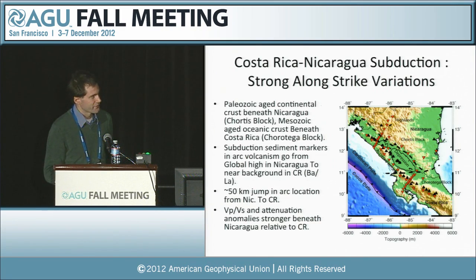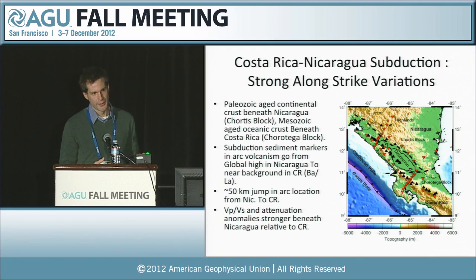So Costa Rica is a great place to look at subduction zone processes because there are really strong long arc variations in a variety of geologic, geochemical, and geophysical observations. For example, Nicaragua is underlain by Paleozoic continental crust, whereas Costa Rica is underlain by Mesozoic oceanic crust, which is thought to maybe have been part of the Caribbean large igneous province.